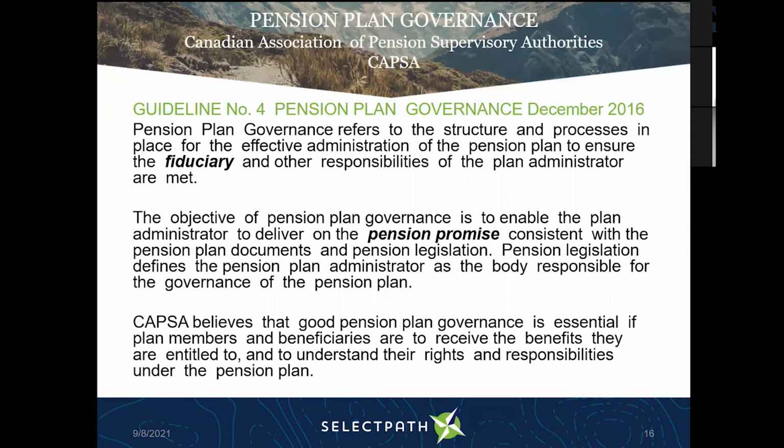I'm now going to move on to pension plan governance specifically and talk about a couple of things. So this applies to pension plans. So this is defined benefit pension plans and also defined contribution pension plans. The Canadian Association of Pension Supervisory Authorities, they don't regulate group RRSPs, but the spirit of what they're saying is worthwhile reviewing. The key thing is guideline number 4, which is pension plan governance, which came out from the regulator in December 2016. The regulator in Ontario, for example, would be the Financial Services Regulatory Authority, formerly known as FSCO.